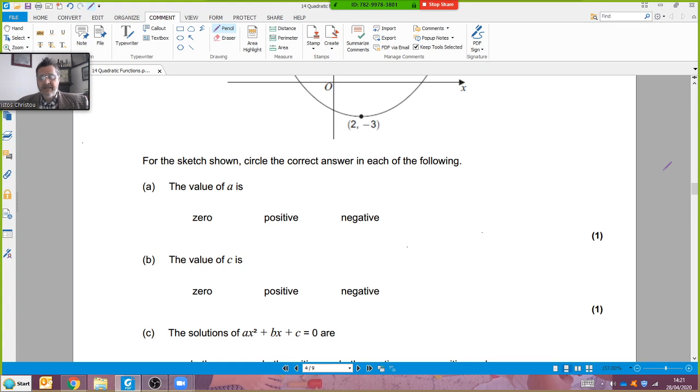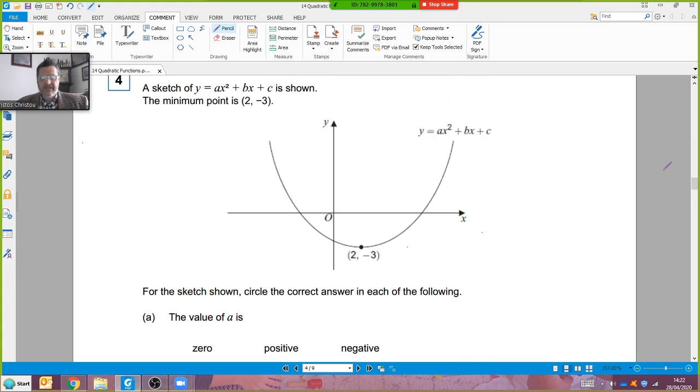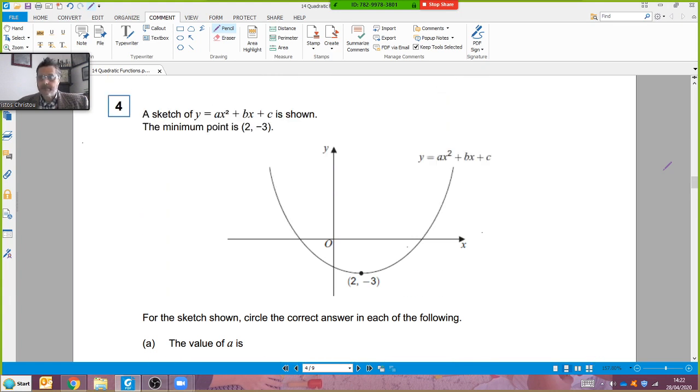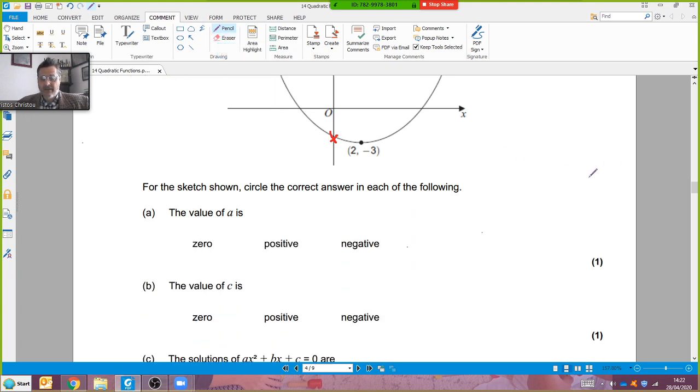The c value is 0, positive or negative? Well done. Was that you, Samuel? I guess that was Samuel. Well done, well done. Yeah, the c-intercept has got to be right there, and that is not up here somewhere where it would be positive. It's down here somewhere. It's definitely negative. So we've got another mark there.